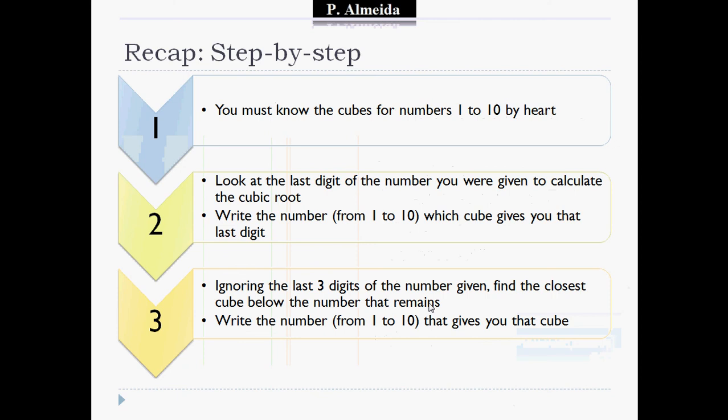So in recap, step by step, you must know the cubes for numbers 1 to 10 by heart. Then you look at the last digit of the number you were given to calculate the cubic root, and then you write the number from that list of 1 to 10 which cube gives you that last digit, okay? Then you ignore the last 3 digits of the number that was given, and you find the closest cube below the number that remains. Again, you write that number from your list of 1 to 10 that gives you that cube, and that is all.